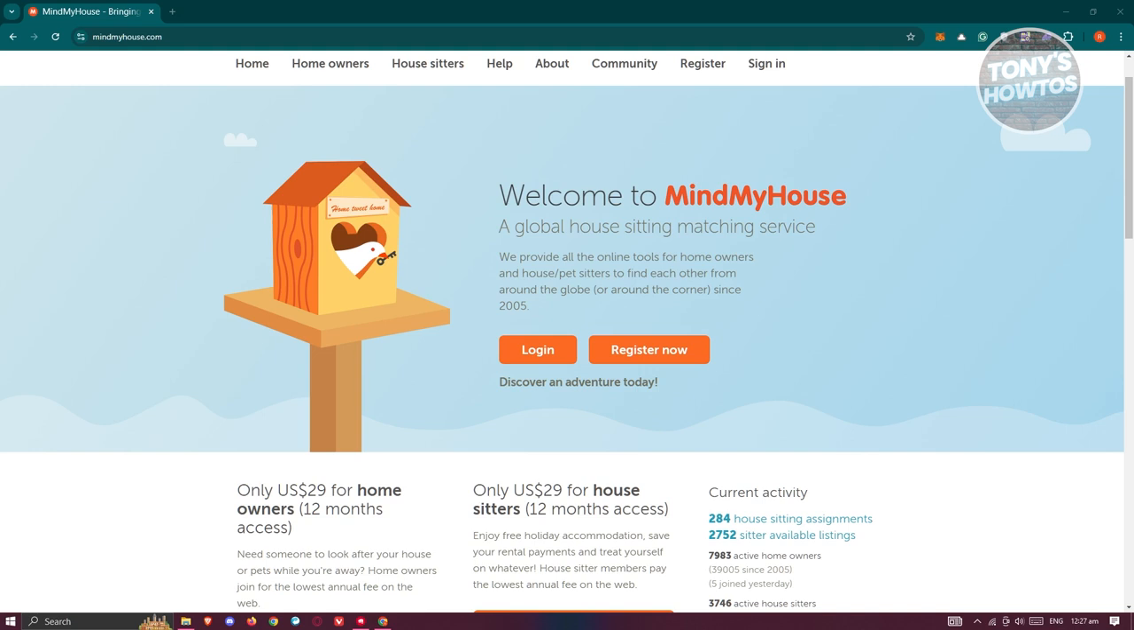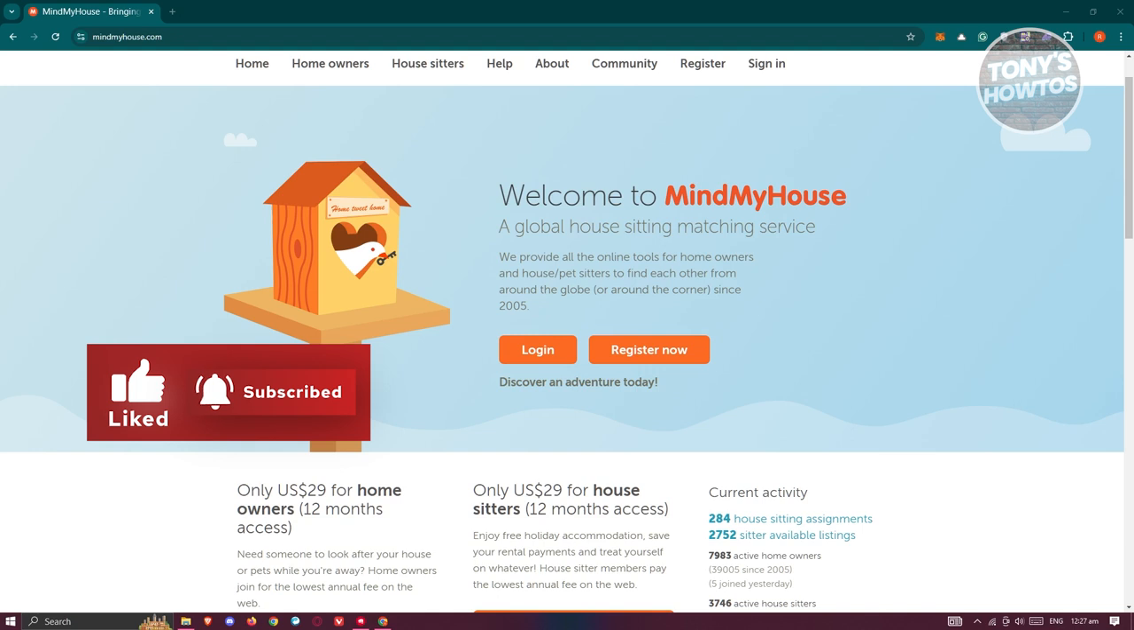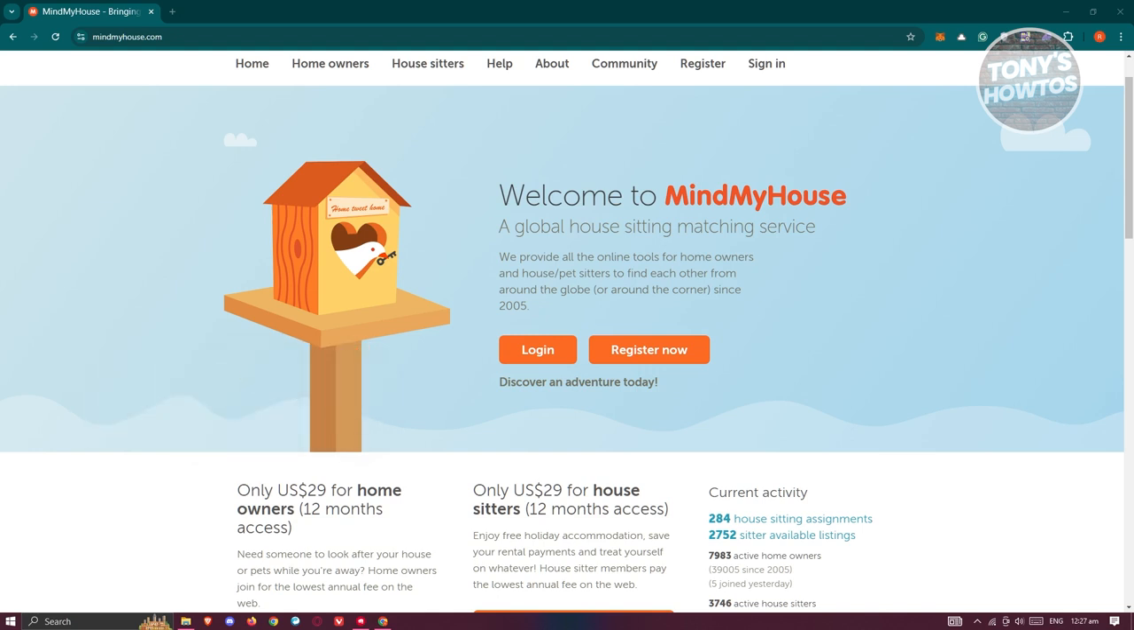Now, like what we saw before, there are going to be some membership fees that you need to pay on a yearly or an annual basis. So again, to use Mind My House here, there's an annual membership of around $29. This applies to both house sitters and homeowners. It gives you access to all the platform's features for a year. So the amount that you'll be paying will give you access for 1 year. The amount that you'll be saving is actually really big for just the amount that you'll be paying.